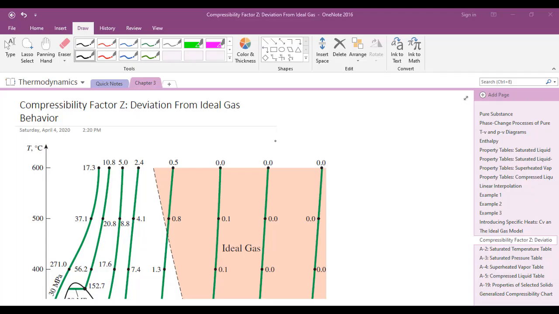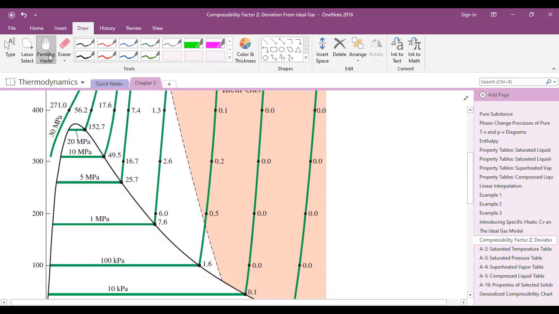Hello, now we will talk about the compressibility factor Z and the deviation from ideal gas behavior. As we said before, the ideal gas behavior is good if the gas has low density, but we will have large errors as the density of the gas increases. So since water vapor is dense, it is not advisable to assume ideal gas behavior for water vapor. To show you exactly what I mean, this is the T-v diagram.